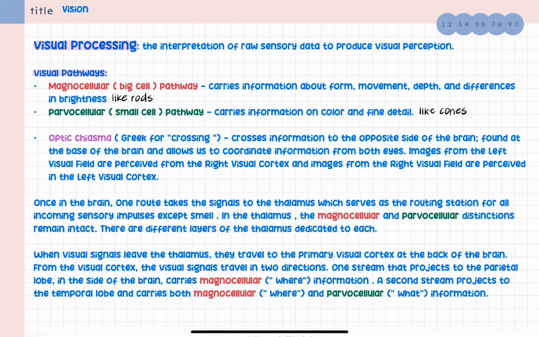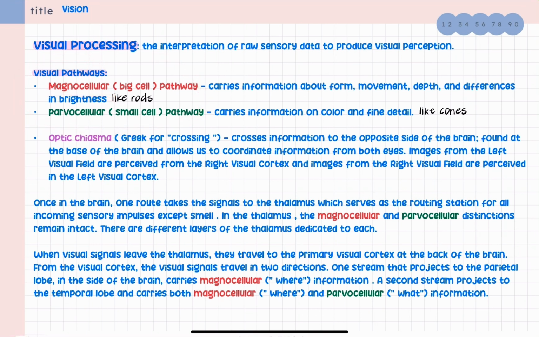Visual processing refers to the interpretation of raw sensory data to produce visual perception. So being able to process a stimulus, see it, and then actually understand what you are seeing. There are two types of visual pathways.